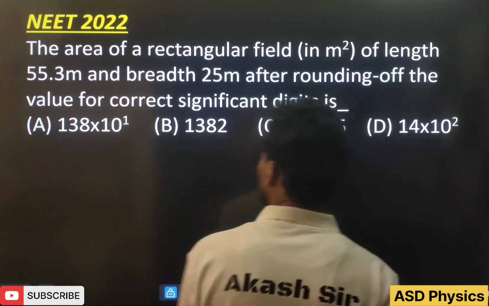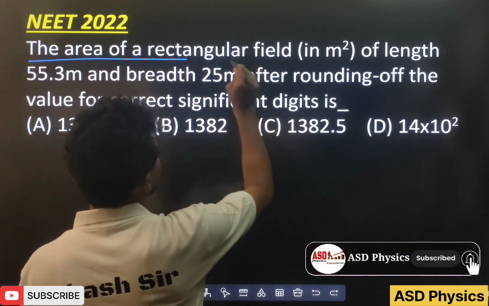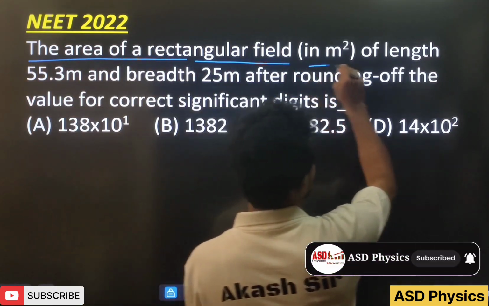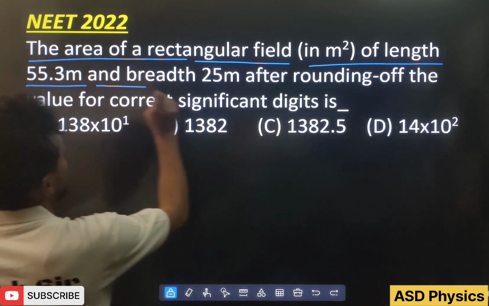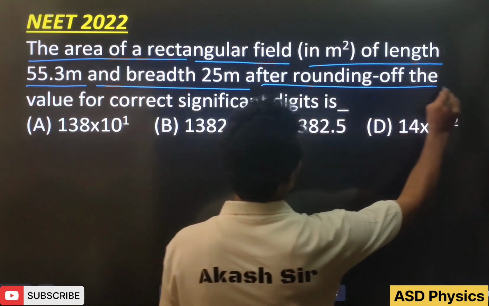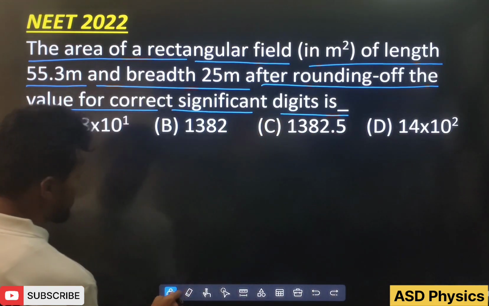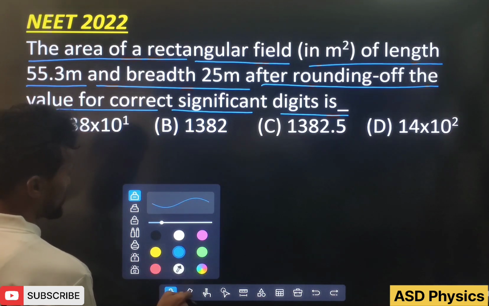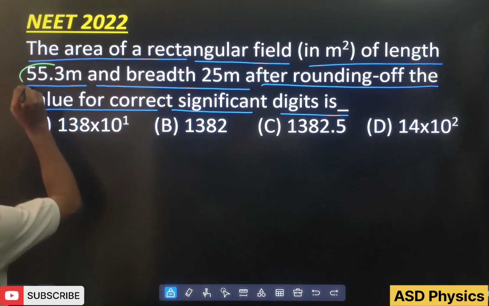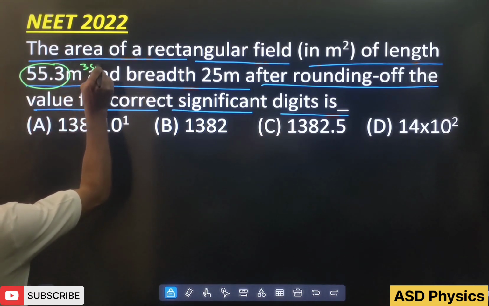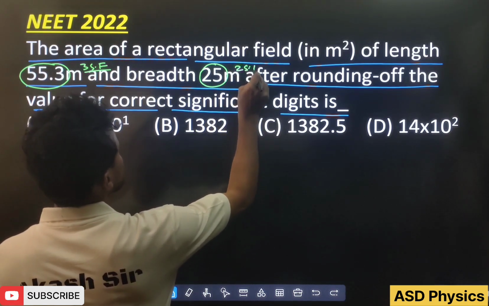Okay, great. Now see, this is the NEET 2022 question. The question is, the area of a rectangular field in meter square of length 55.3 meter and breadth 25 meter. After rounding off, the value for correct significant digits is how much? Okay, so you can see very well. Here you can see students how many significant figures are there. 55.3, that means 3 significant figures. Okay, 25, how many significant figures? 2 significant figures are there.